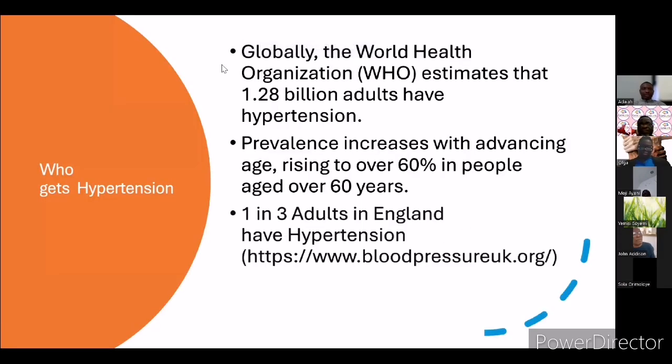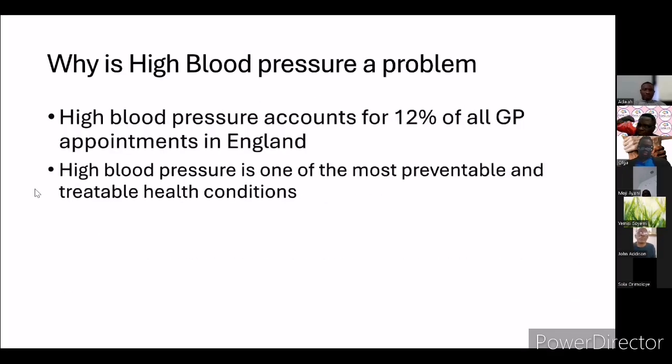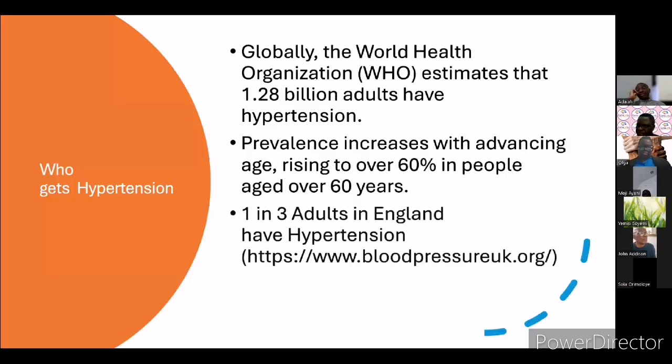Right. So next thing is, who gets hypertension? Is it for a select few people, or why are we even talking about this? Now, around the world, the World Health Organization estimates that roughly 1 in 5, 1 in 6 adults, that's people above 18 years, are hypertensive. So that's quite a big figure.